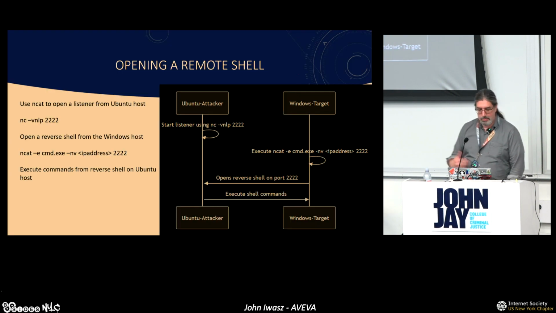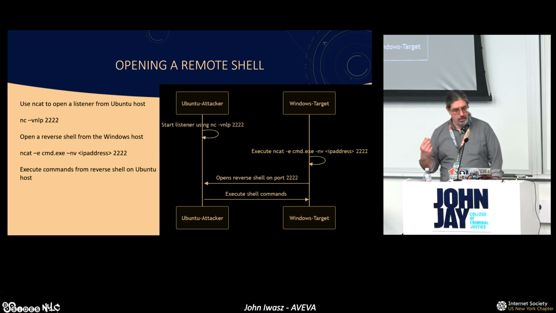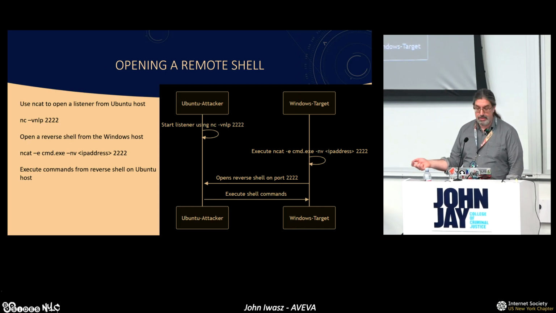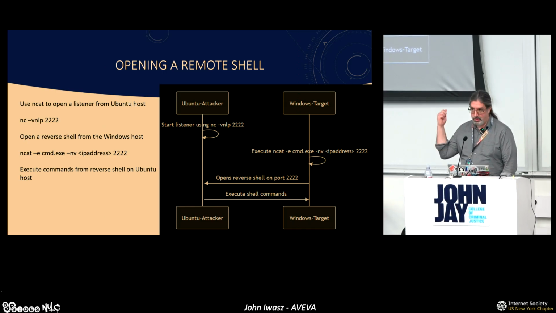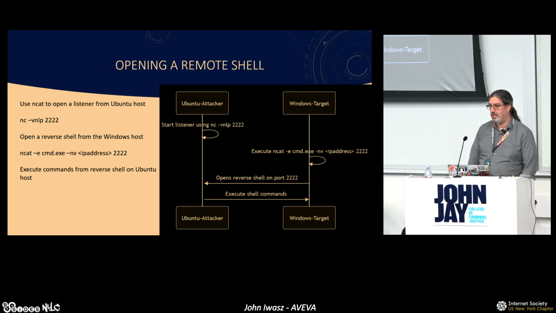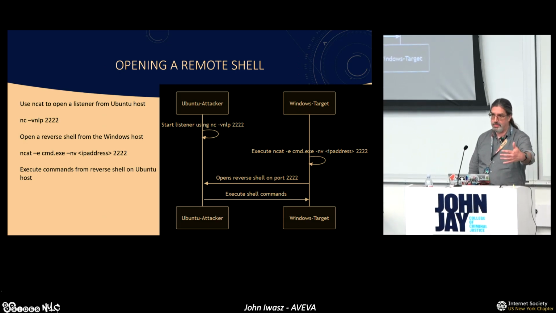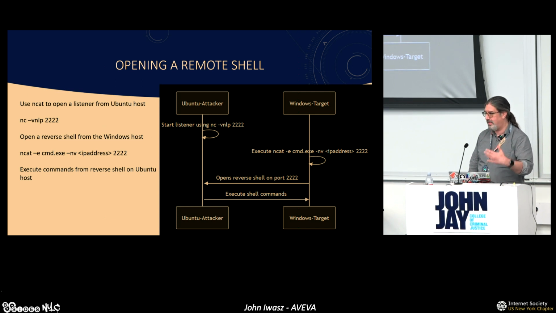So a little about the demo I'll show. First, I have a Ubuntu machine. I will open a port I'll be monitoring, port 2222, on my attacking host, and it will be waiting for an inbound connection from my Windows host. When that connection is established, I'll have a command shell on the Ubuntu host that will give me the same level of access as the web server running on the Windows host.